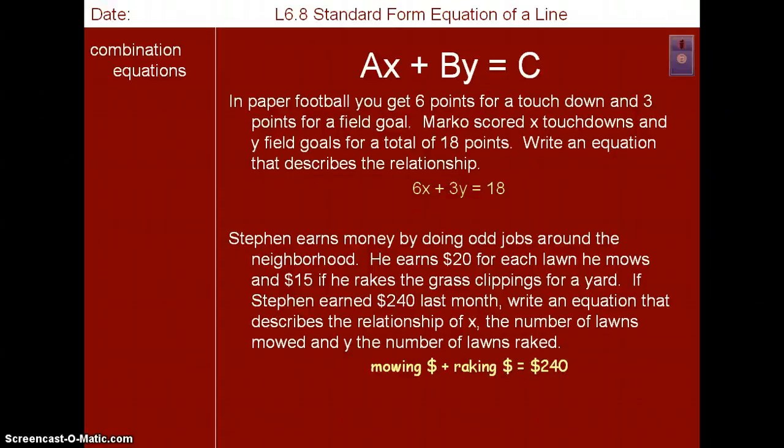Here we would add our mowing money plus our raking money to get a total of $240. Thinking about what we did in the last example, we can use x and y to describe the mowing money and the raking money as 20x + 15y = 240. Like any other equation with an x and y variable, these can be graphed. They would be graphed in a linear pattern.